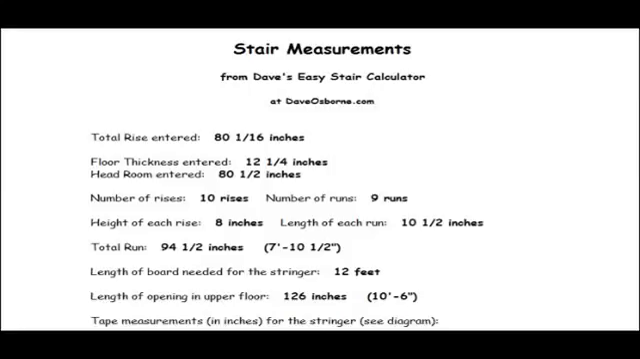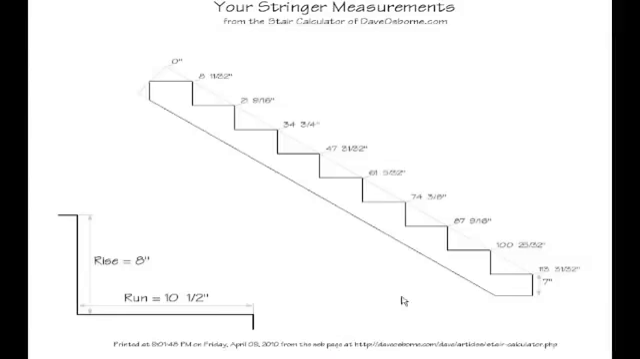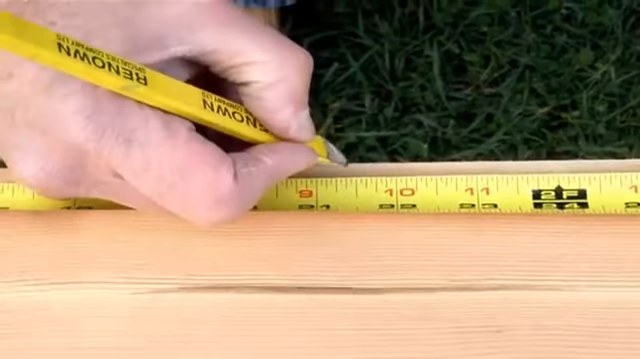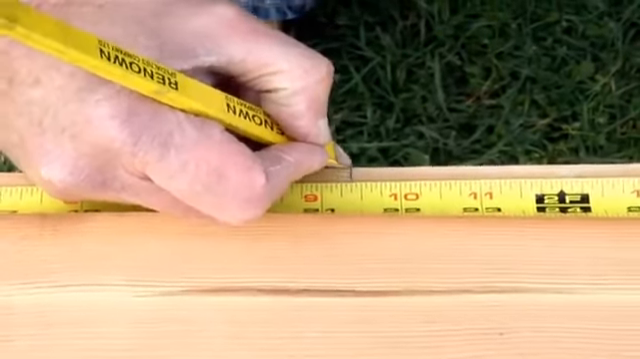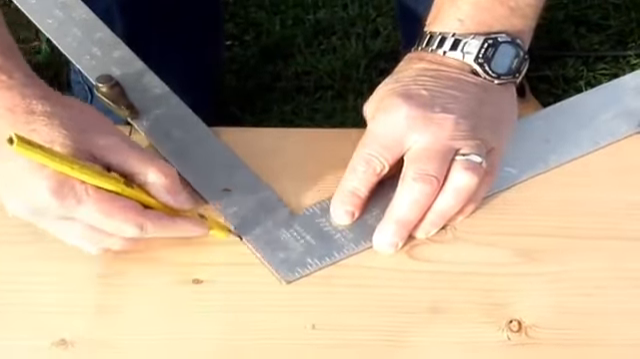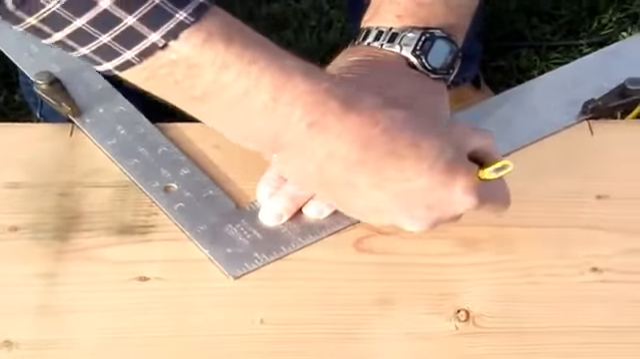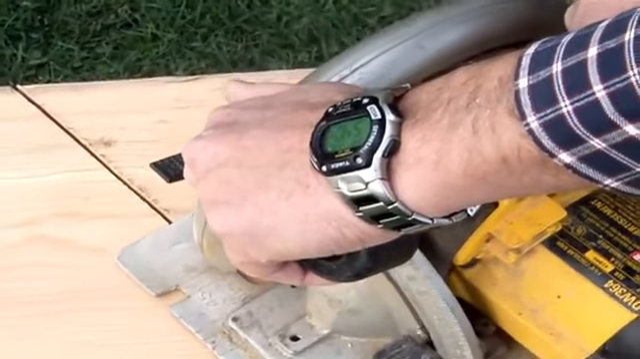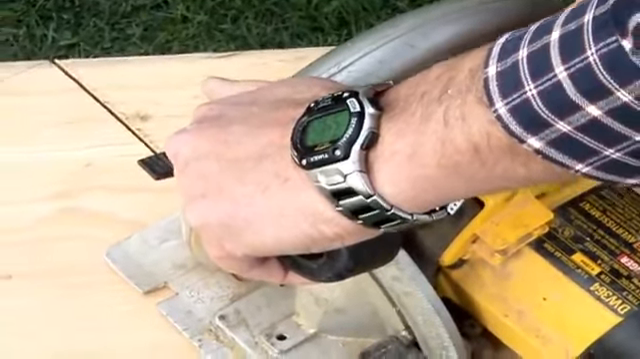Page 1 shows a listing of the measurements you entered and the results of the calculations. Page 2 is a diagram of the stringer layout. These numbers on the edge of the board are the measurements from the end of the board where each step's nose is. Just hook your tape measure on this end of the board and go down the tape marking each of these measurements on the board. Then go back with your framing square and mark off each rise and run. Then cut out the stringer with your circular saw and handsaw or reciprocating saw.